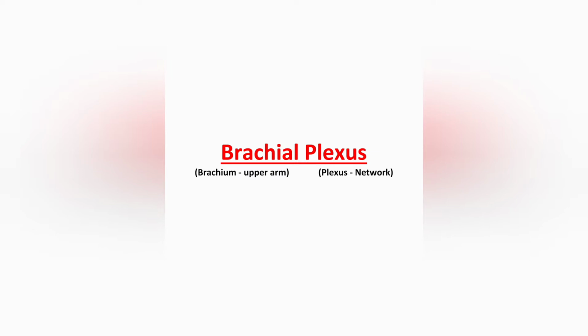Now, before going into the details of brachial plexus, I need you to understand why it is called brachial plexus. Brachium means upper arm, and plexus literally means network. So brachial plexus is a network which supplies the upper arm. Now get excited to know the details.